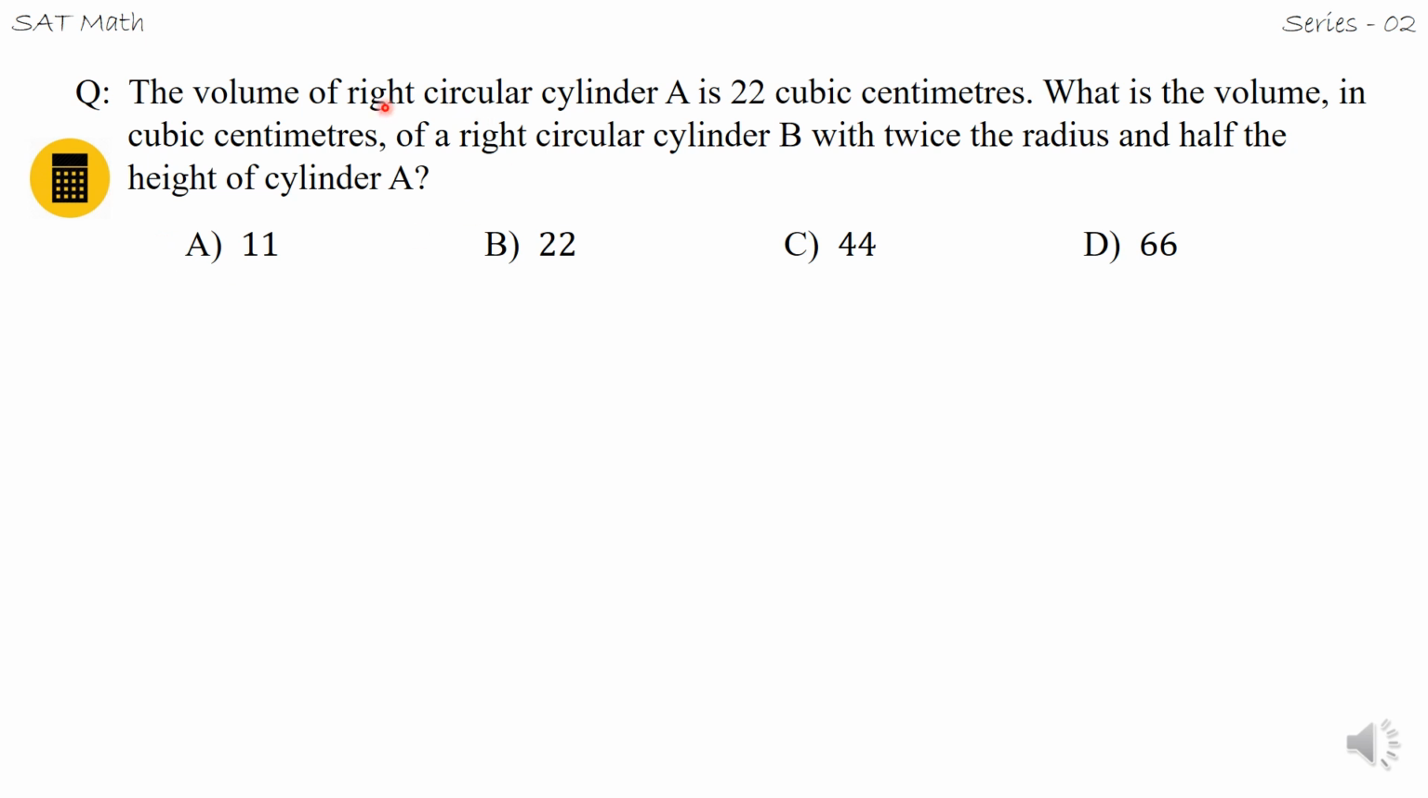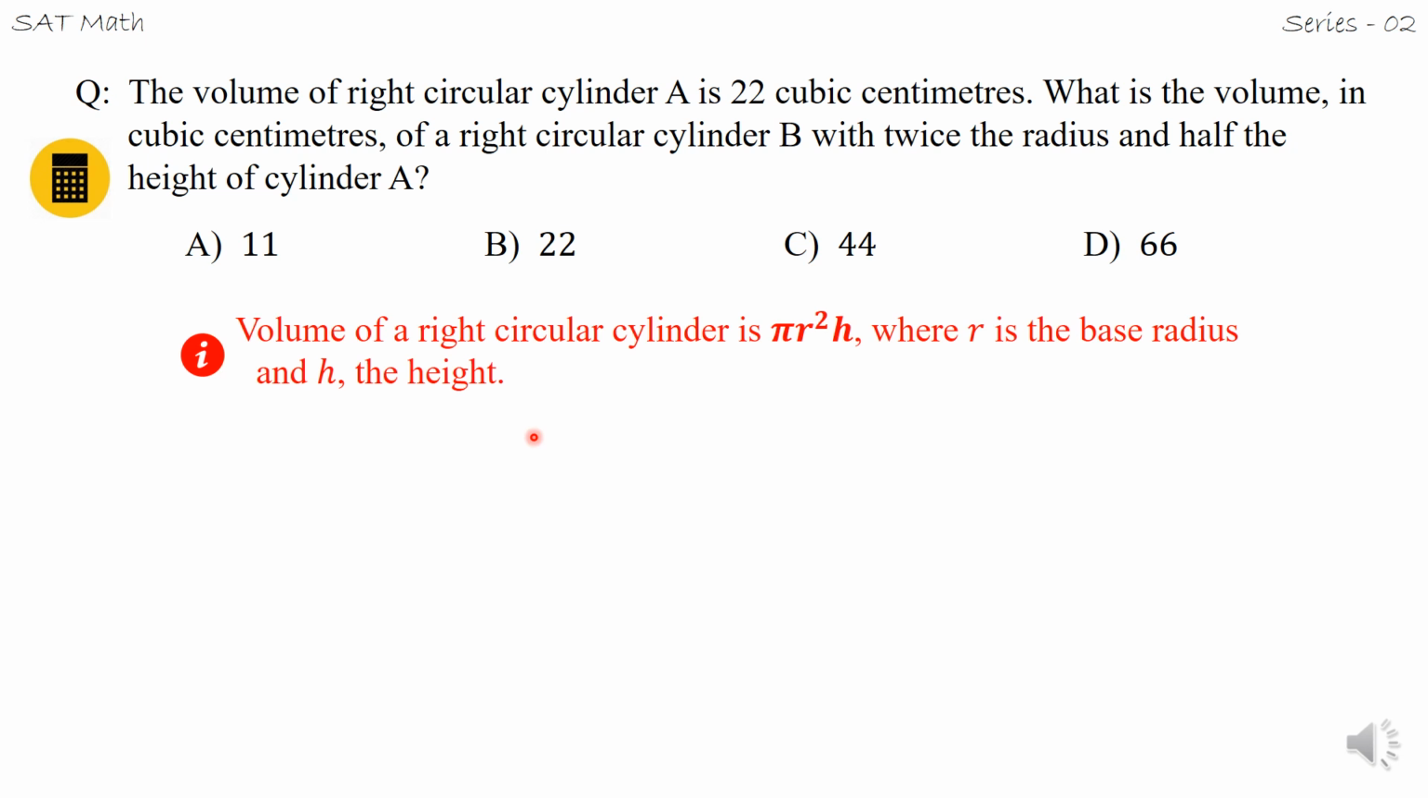Okay, here the volume of a right circular cylinder is given. We need to find the volume of another right circular cylinder with twice the radius and half the height of cylinder A. So we know that the volume of a right circular cylinder is pi r square h, where r is the base radius and h the height.